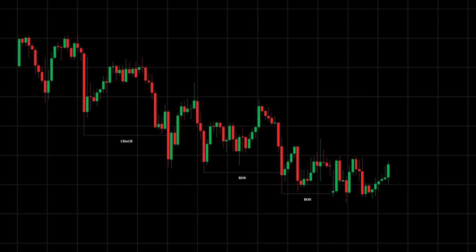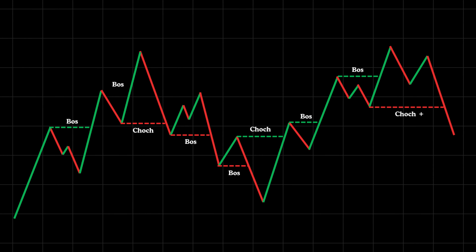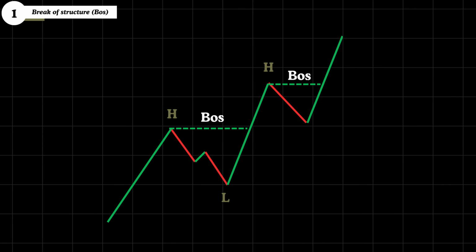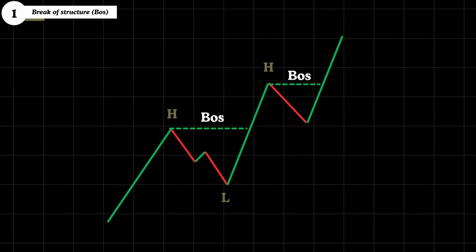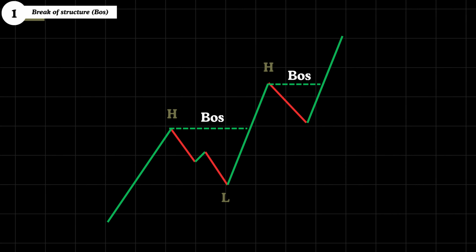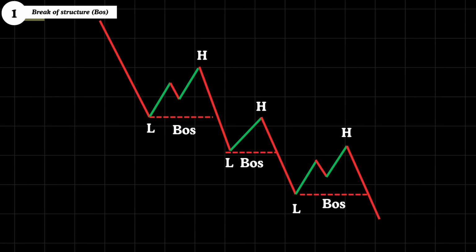Here's a simple diagram that outlines how the indicator displays market structure labels. The BOS tag stands for break of structure, which occurs when price moves beyond recent highs or lows. A bullish BOS indicates upward momentum and suggests a likely continuation in that direction. Conversely, a bearish BOS shows downward momentum, hinting at a possible continuation to the downside.